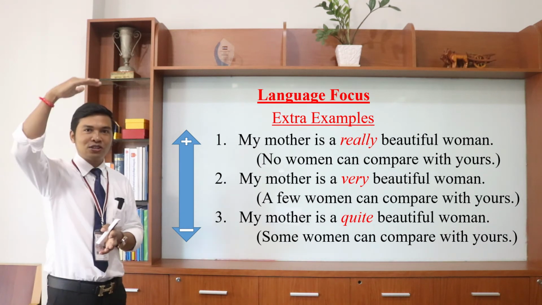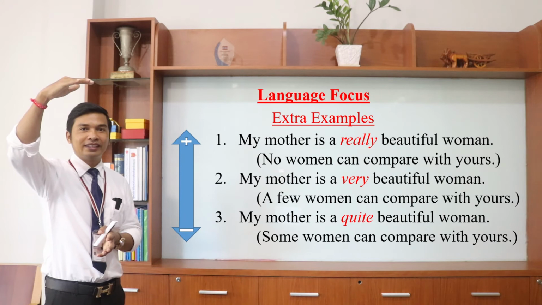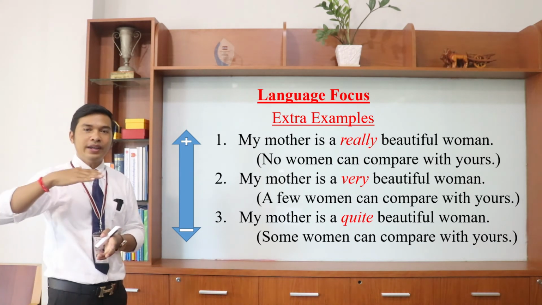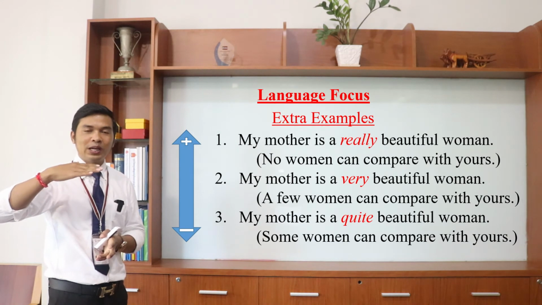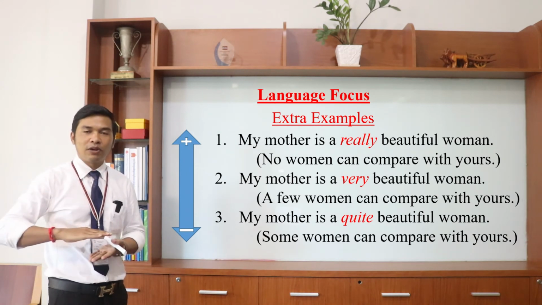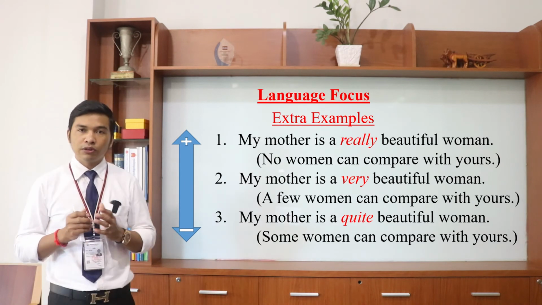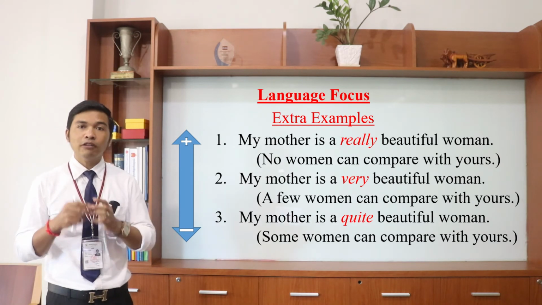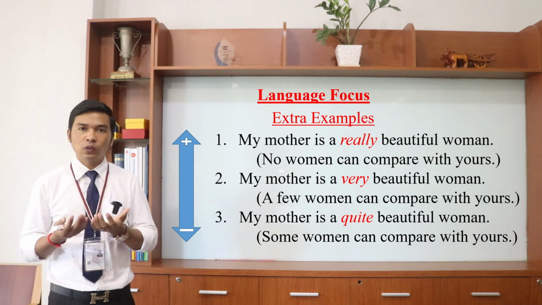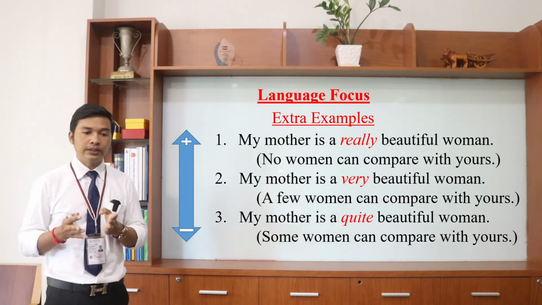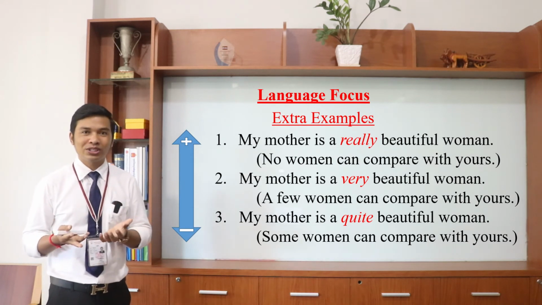Again, really is the top one, and very is lower than really, and quite is lower than really and very, and not very is the lowest one. So you can go back to our reading text and see how they use these words in their writing. You can find the meaning. Is it hard or empowered or just simple, right?